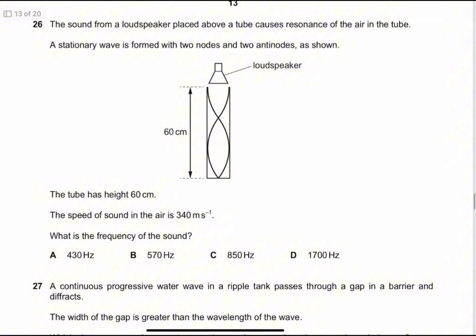Move on to question number 26. We've been given sound from a loudspeaker that causes a resonance of the air inside a tube, and a stationary wave with two nodes, right?